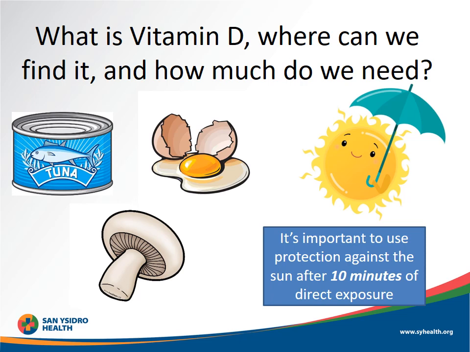So where else can we find vitamin D? Very few foods have vitamin D naturally. The foods with the most vitamin D are fish, like salmon or tuna, fish oils, and eggs.